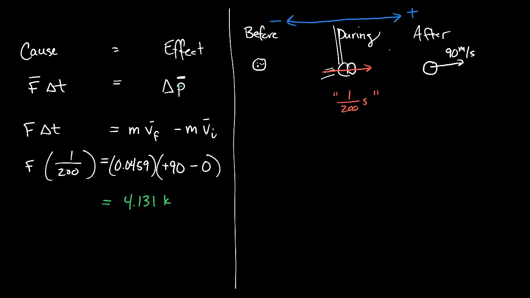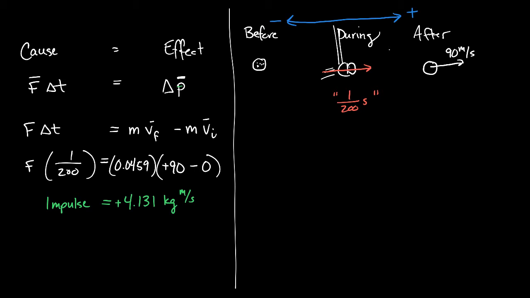4.131. The units are kilograms, meters per second. This is the impulse imparted to the ball from the club. It's explicitly positive.